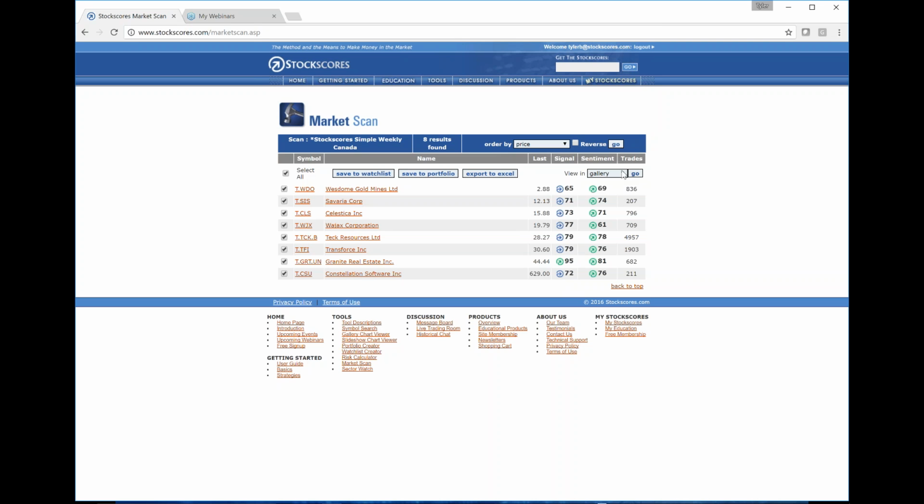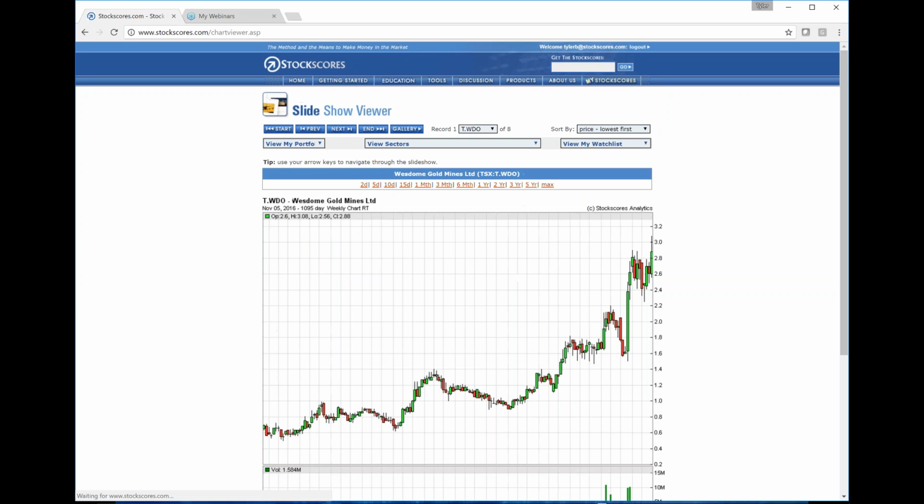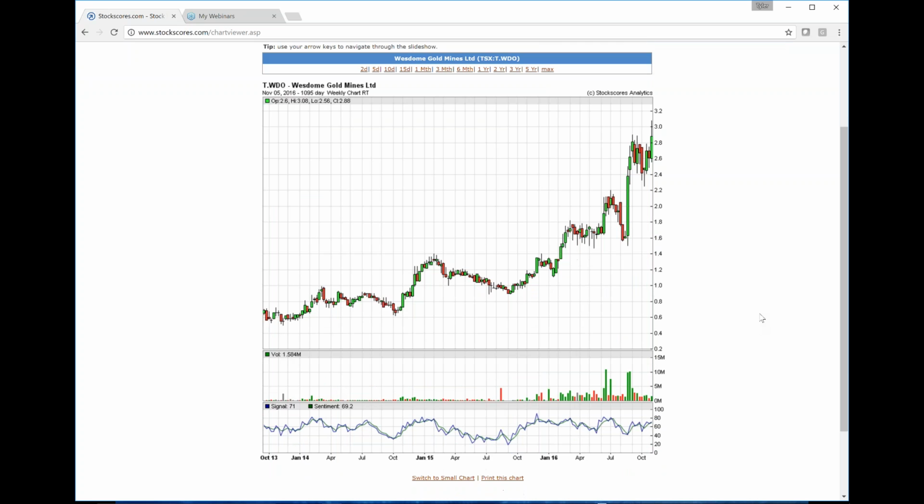Let's now analyze them. So I can analyze these using 2 chart viewers. I'm just going to highlight this here. Over on the right where it says View In, we've got Gallery. And if I click on the little pull-down menu, I've also got Slideshow. If I select Slideshow, that will show me one chart at a time in a very large view. And so it's easy for me to see the patterns and that sort of thing.